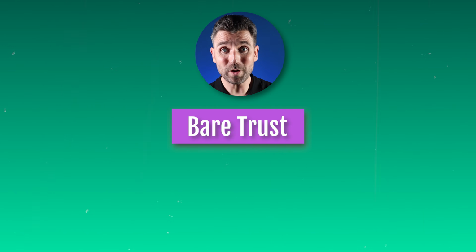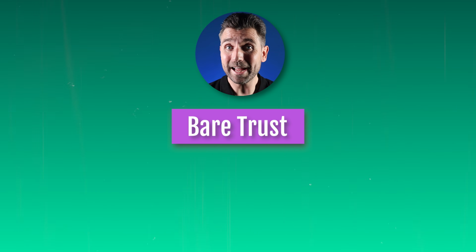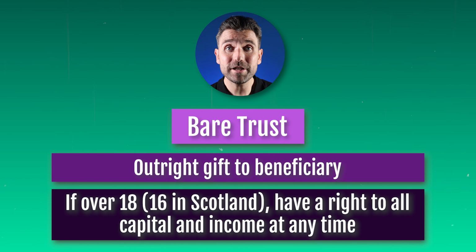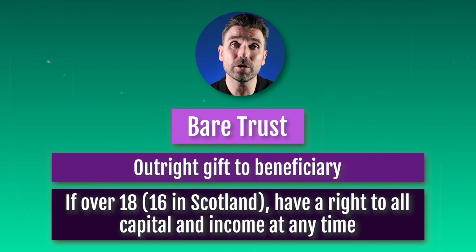A bare trust or absolute trust is effectively an outright gift to a beneficiary or beneficiaries. If the beneficiary is over 18, or 16 in Scotland, they have a right to all of the capital and the income that arises from that capital at any time. So bare trusts are usually used for children and looked after by trustees until they reach the age of 18 and can take care of the money themselves. If you establish a bare gift trust in favour of somebody already over the age of 18, it's effectively the same as just giving them the money or the asset.